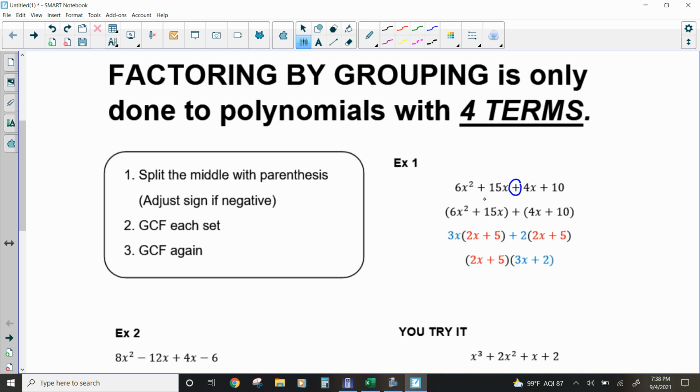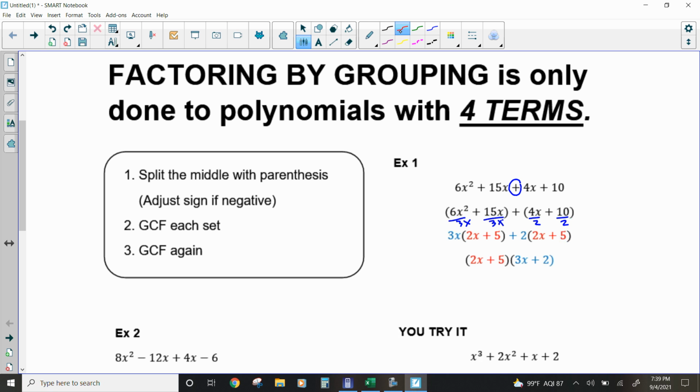Once we break up our problem into the 2 sets of parentheses, we basically treat each one like a GCF problem. So this one has a GCF of 3x, and this one has a GCF of 3x, so we put the 3x in front, and then we put what we get once we divide the 3x out in the parentheses. Second set of parentheses has a GCF of just 2, so we divide out the 2 and we put that in front, and then we're left with 2x plus 5.